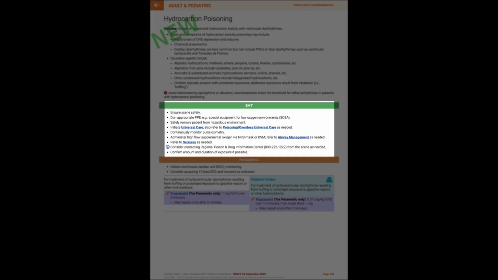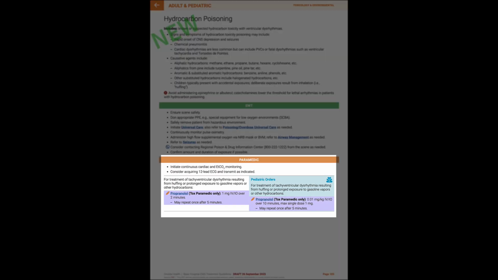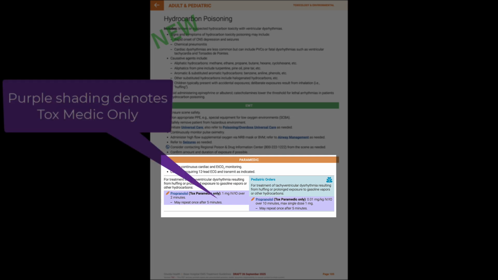You should try to confirm the substance involved, how much was ingested or inhaled, and how long the patient was exposed. If needed, contact the Regional Poison and Drug Information Center for advice or confirmation. For paramedics, initiate continuous cardiac and end-tidal CO2 monitoring and consider acquiring a 12-lead ECG. For a patient with ventricular dysrhythmias in the setting of huffing or other hydrocarbon exposure, the guideline authorizes the use of a medication called propranolol, but this is reserved for tox paramedics only.